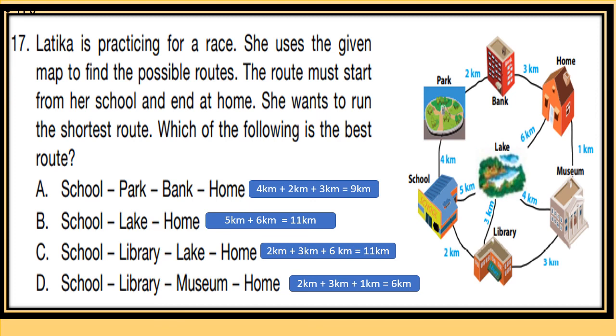Now B, option B, school, lake, home. So it will be school to lake 5 kilometer, lake to home 6 kilometer. So 11 kilometer total. Now C is school to library 2 kilometer, library to lake 3 kilometer and lake to home 6 kilometer. It is 11 kilometer. Now option D, school to library 2 kilometer, library to museum 3 kilometer and museum to home 1 kilometer. So it is 6 kilometer. So option D is the shortest route.